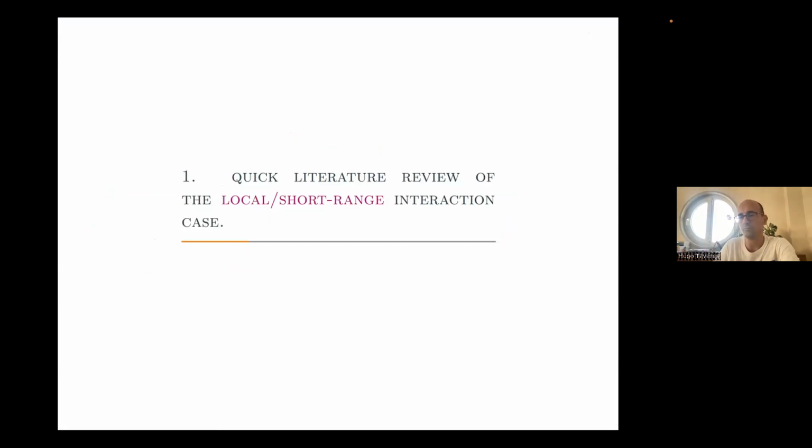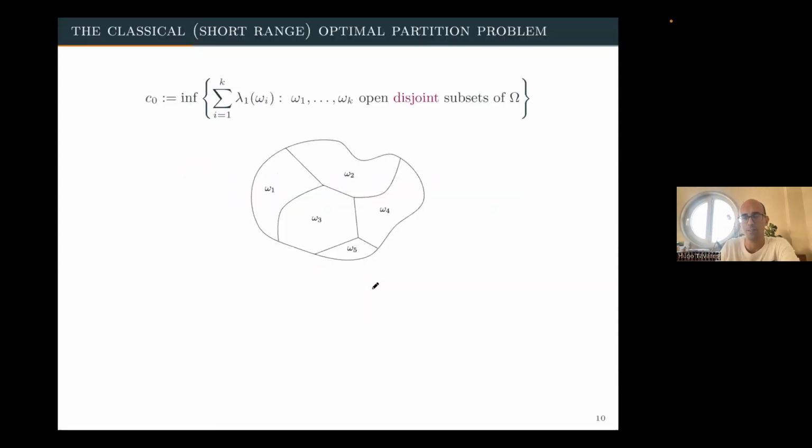Right. Okay. So let me now do a quick literature review of the local short range interaction, where you don't have distance. Right. So what I'm going to talk about is the combination of several papers, and I'm going to resume everything in a single slide.